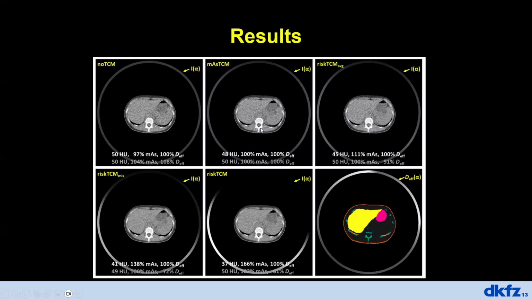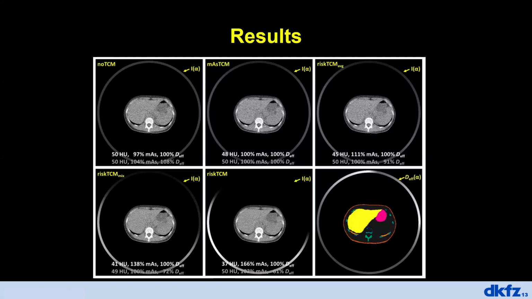However, usually in clinical practice, doctors are more interested in keeping image quality constant. This is the bottom line in each figure. And what we did here is we said, okay, let's fix image noise at 50 Hounsfield units and see how far we can reduce the effective dose for our patient with this RIS TCM approach. And we find that we can reduce the effective dose by almost 40% without reducing the image quality.